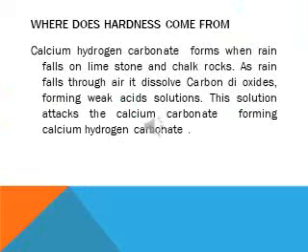Where does hardness come from? Calcium hydrogen carbonate is formed when rain falls on limestone and chalk rock. Limestone and chalk are mostly calcium carbonate, which is insoluble in water. As rain falls through the air, it dissolves carbon dioxide, forming a weak acidic solution. This solution then attacks the calcium carbonate, forming calcium hydrogen carbonate, which is soluble.